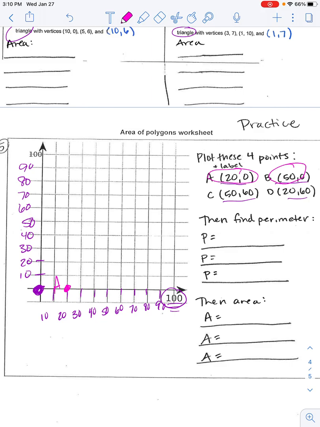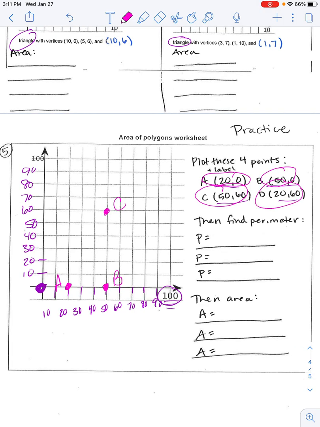B, 50, 0. 50 to the right, 0 up, label it B. C, 50, 60. So to the right 50, up 60. D, 20, 60. To the right 20, up 60. Okay. Go ahead, always connect your dots because we're making a shape. Okay, so we've got a rectangle.